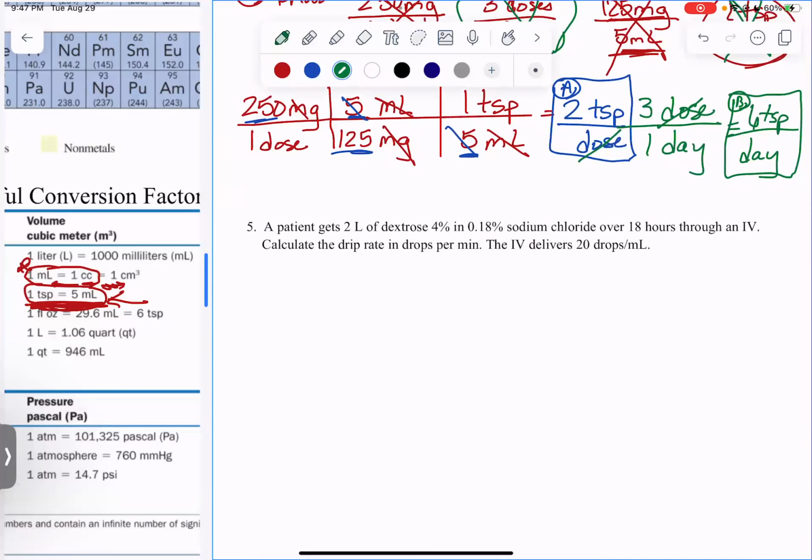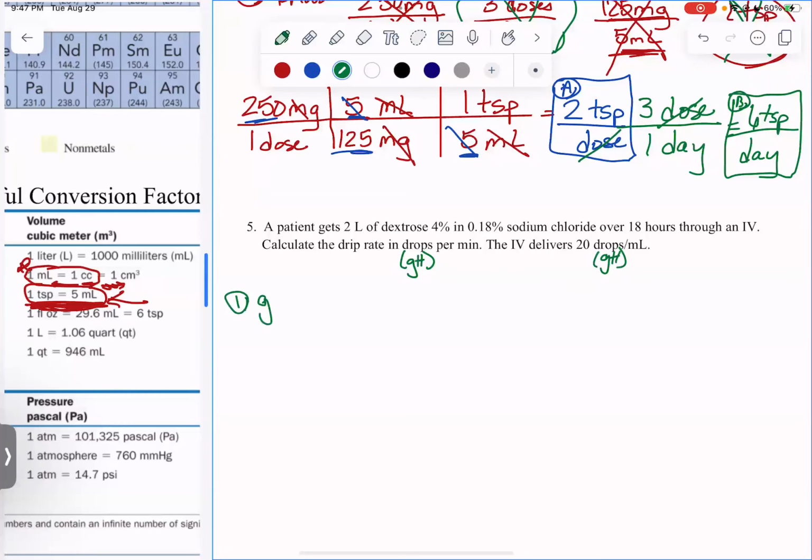All right, a patient gets 2 liters of dextrose 4% and 0.18% sodium chloride over 18 hours through an IV. Calculate the drip rate in drops per minute. I think you've seen in the book and homework that the unit for drops is GTT. So drops and GTT, same thing, per minute. The IV delivers 20 drops per ml. So sometimes you'll see drops as GTT. Sometimes you'll see them written out as drops. Same thing.